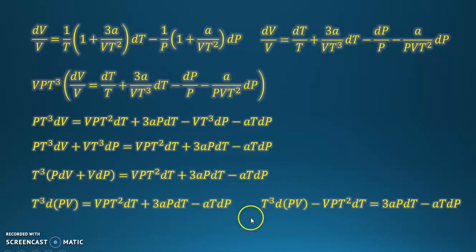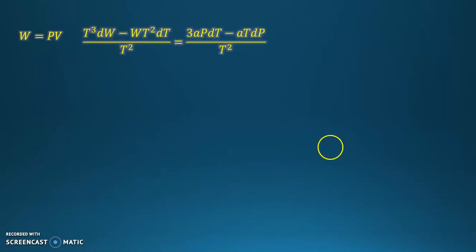And the next step that we wrote is to divide all the equation by T squared. That is shown in here. So for that reason, we have this expression. So remember, W is equal to PV, and in here we have PV. And then this differential equation was divided by T squared. Why by T squared? Let's see it in a moment.